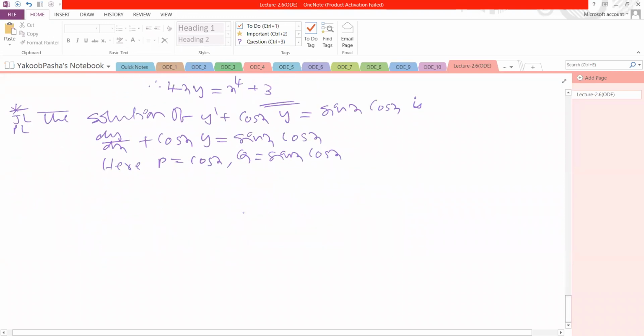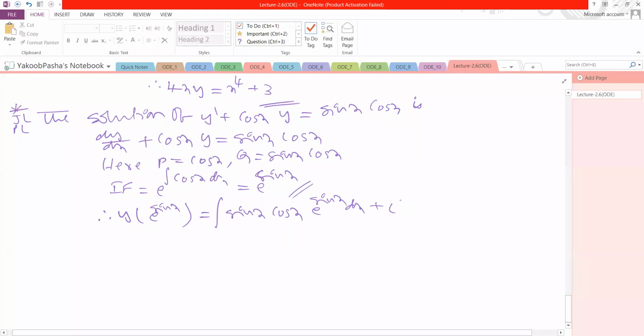Now the integrating factor formula is e to the power of integral p dx, that is cos x dx. This is equal to e to the power of the integration of cos x, which is sin x. This is the integrating factor. Now the general solution is y into the integrating factor e to the power of sin x, equal to integral q, that is sin x into cos x, into the integrating factor e to the power of sin x, into dx plus c.